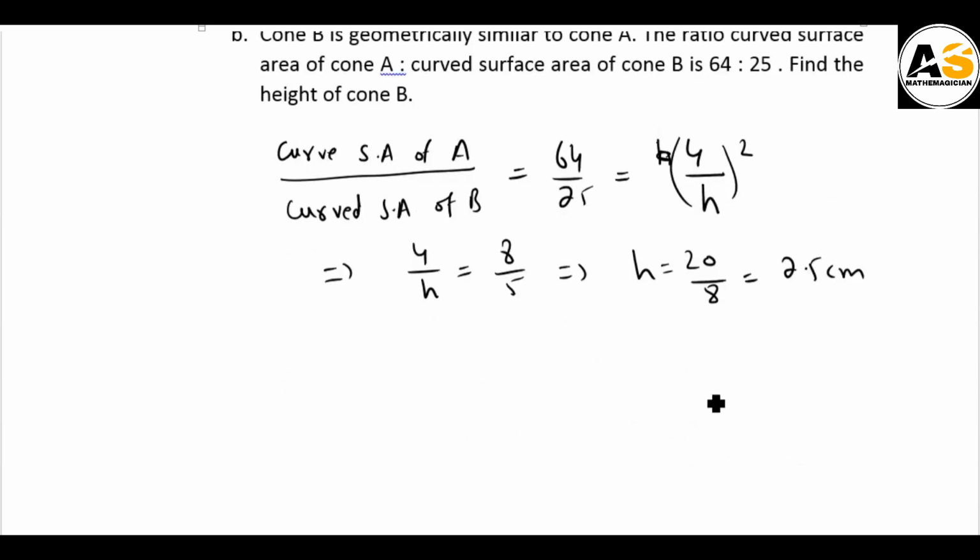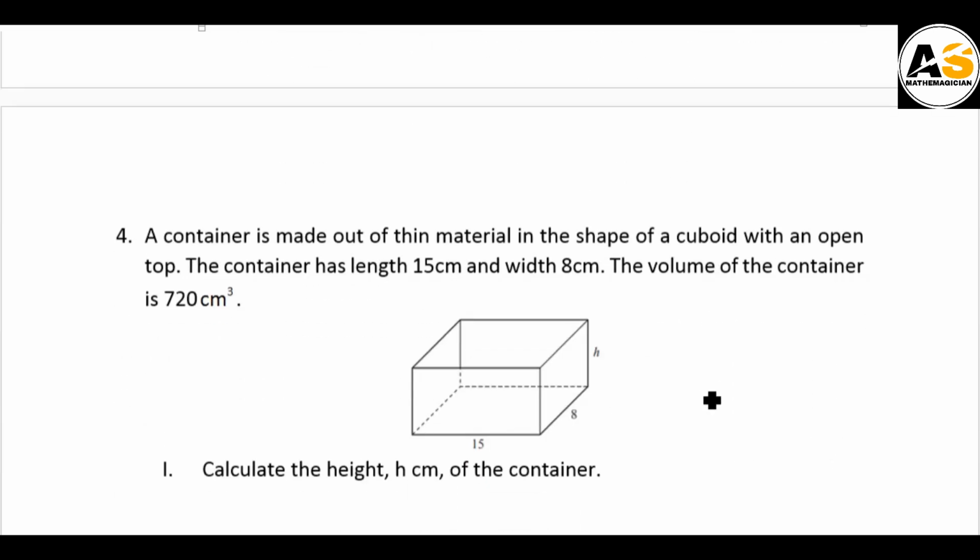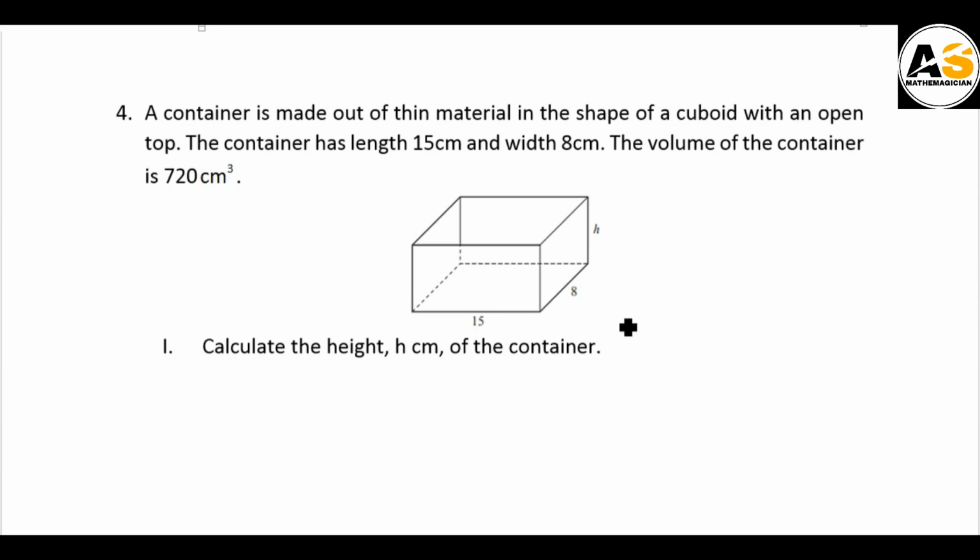This was the second part of question number 3. Now we move to our next question.